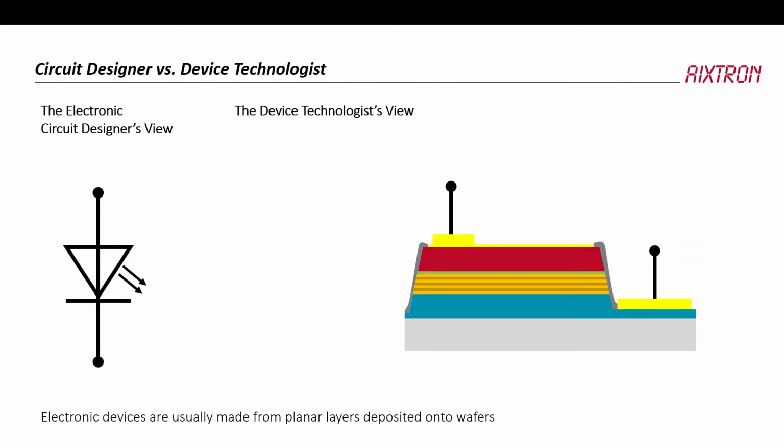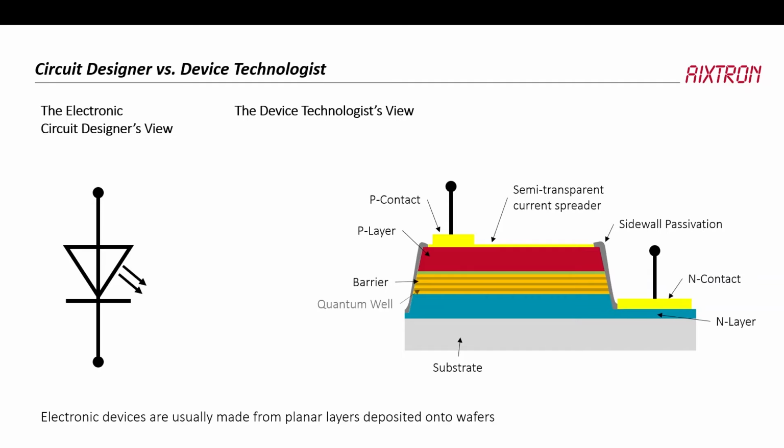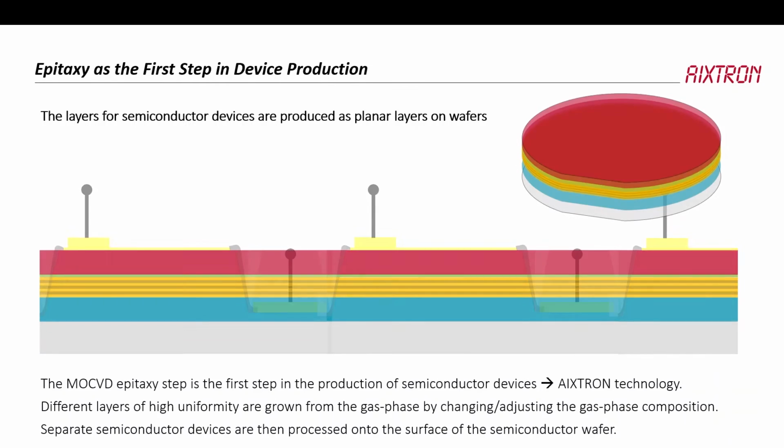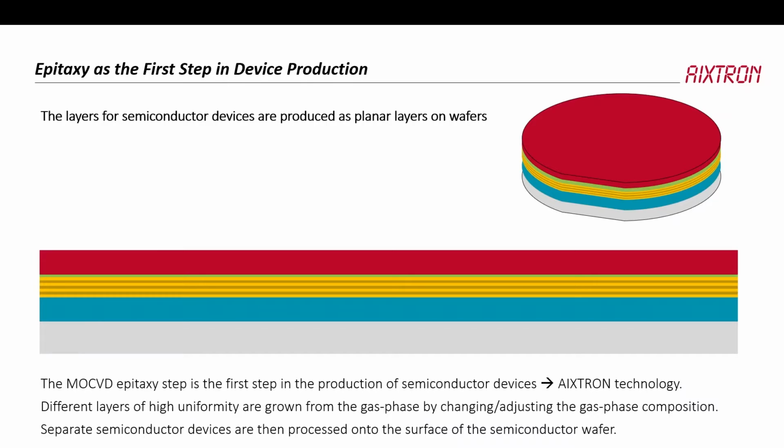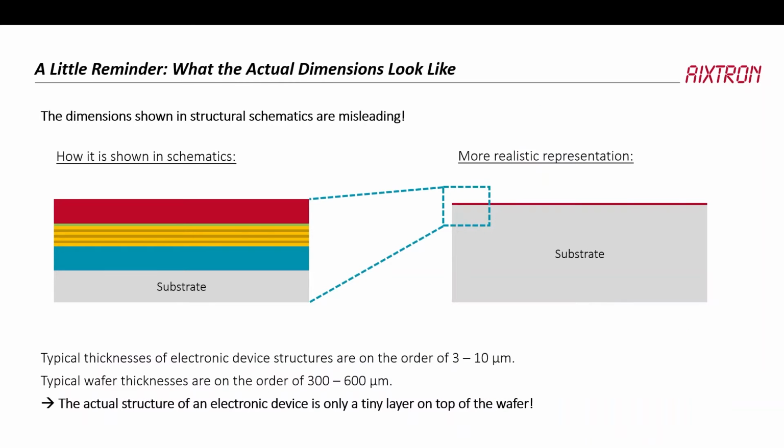First of all, this is obviously how the circuit designer looks at this thing. I took a light emitting diode here, but the same would be true for a transistor as well. So the device technologist's view is like this. You obviously have a lot of layers and contacts and processing being performed on this. And we start out with this very first process step, which is the MOCVD, which essentially makes a layer cake of material across the entire wafer. And out of that, obviously, the devices are being produced.